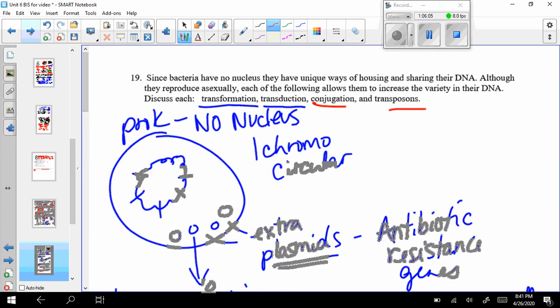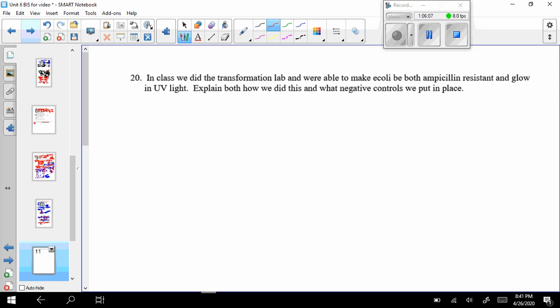All right, next page. In class, we did the transformation lab, and we were able to make E. coli be both ampicillin resistant and glow in UV light. Explain how we did this and what negative controls we put in place.